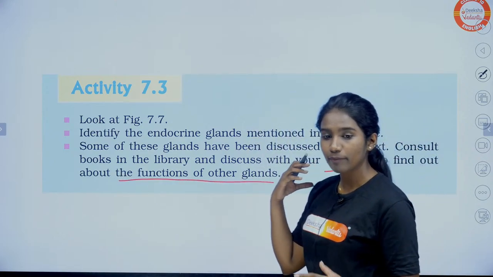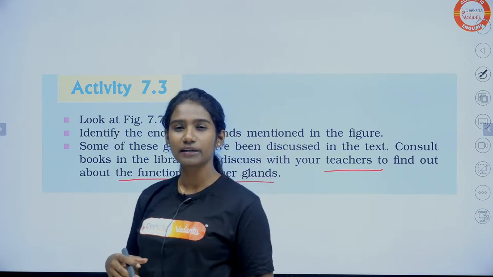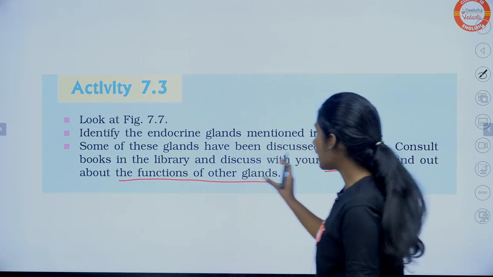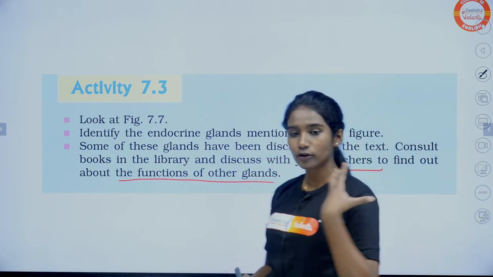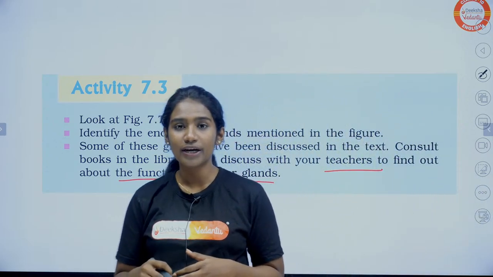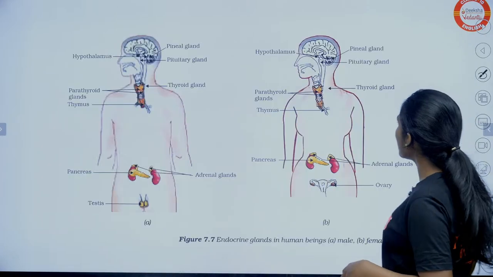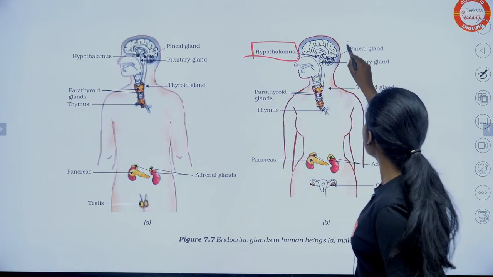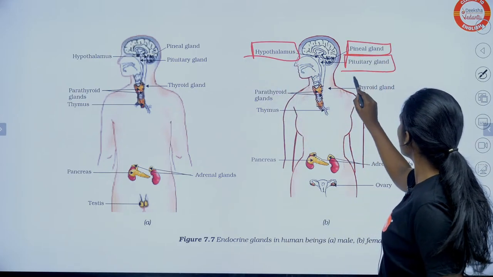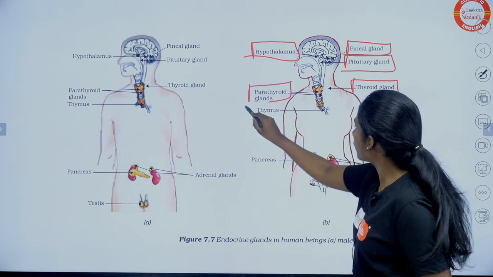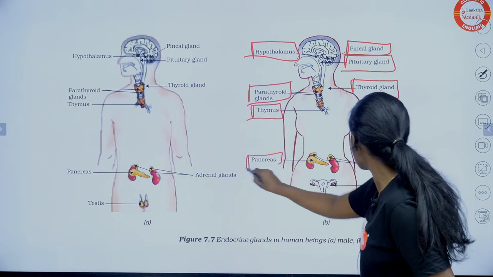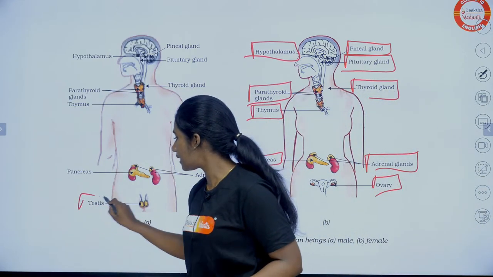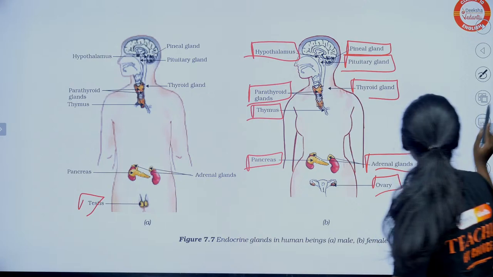So, some glands have been explained in your textbook, and some glands like the pineal gland, thymus and all that are not explained, right? So, it is left for you. You had to find out. So, students, did you find out the function of the pineal gland and all that? See, we know that there is hypothalamus, and then there is pineal gland, pituitary gland, thyroid gland, parathyroid gland, thymus, pancreas, adrenal gland, ovary, and in case of male, there is testis.